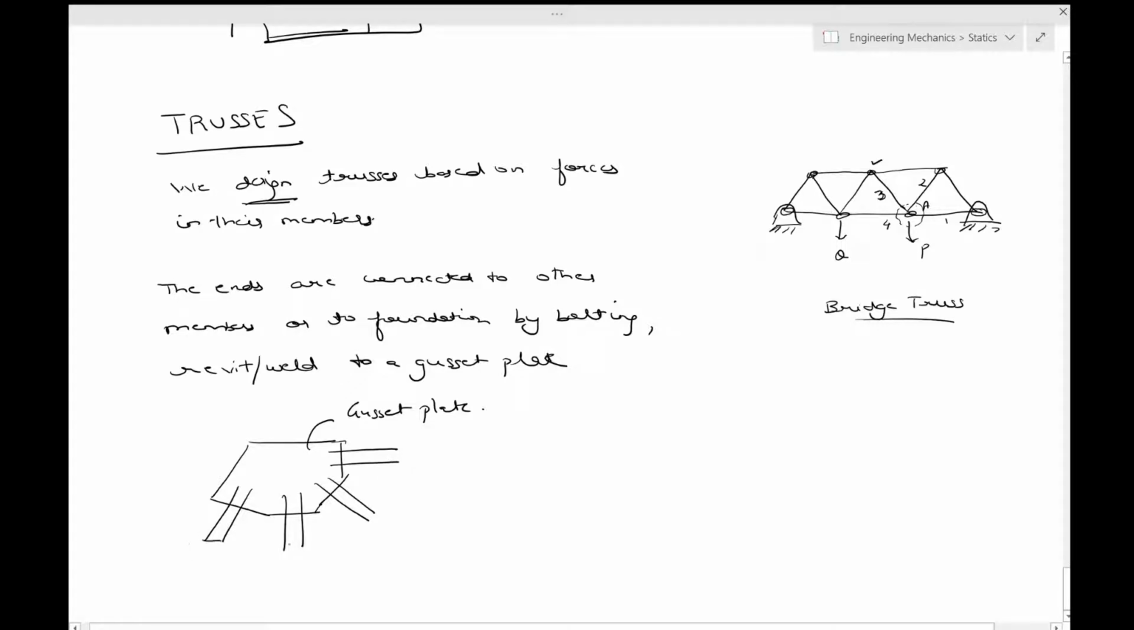So this can be, say, F1, F2, F3, and F4. So these are 4 members joined together using a gusset plate. Okay. So this is clearly a permanent joint of these members. So this may happen at a foundation or elsewhere depending on the need.